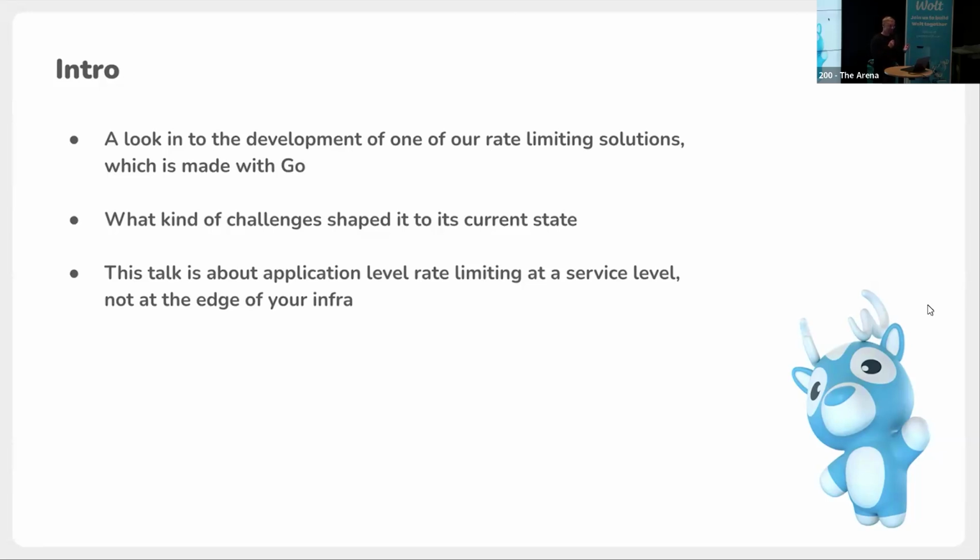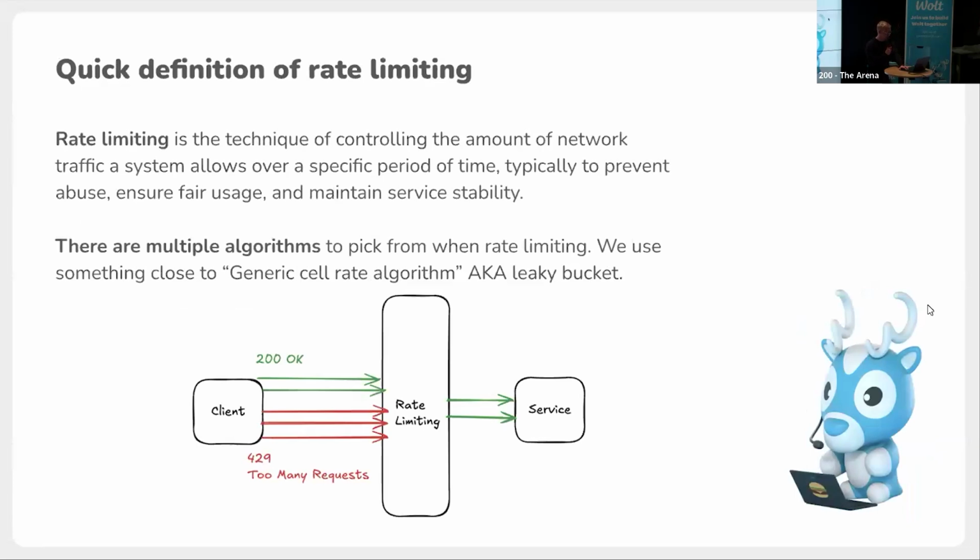But sometimes a smaller attack can be as destructive as a larger one if you haven't prepared properly. So there's always a need for these different levels of rate limiting. And let's get into the definition. It's a technique of controlling the amount of network traffic that a system allows over a specific period of time, so that you can make sure that your services are stable and nobody's cheating.